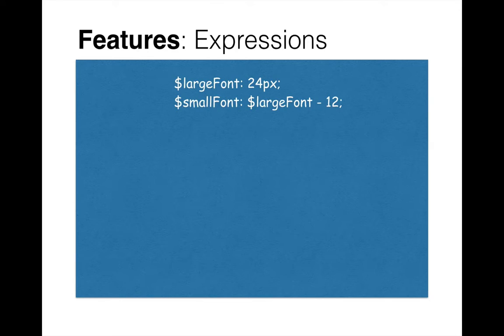Then you also have expressions. You can also use mathematical operations. For instance, if I have a variable containing a size of a font, in this case 24 pixels, I can create a second variable by taking the first variable and then applying some mathematical operation. In this case, I'm saying that the smartphone font will be 12 pixels smaller than the large font. I can use multiplication, division, or addition.